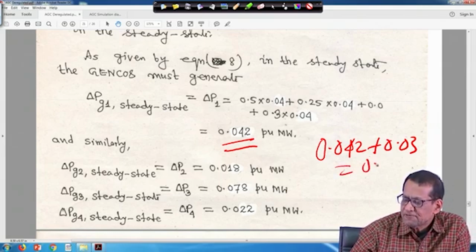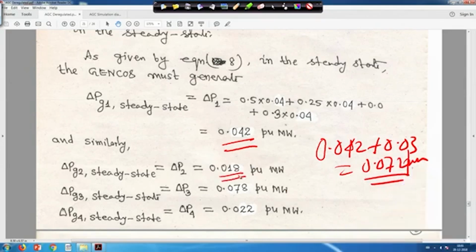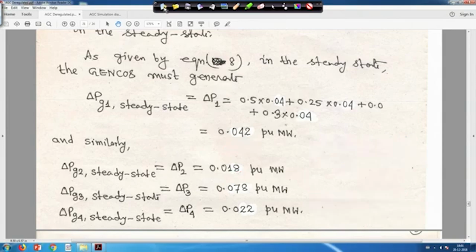So, basically it will become 0.072 per unit megawatt, that is supposed to generate at steady state. Similarly, delta PG2, it was 0.018, but in addition to that, its AC participation factor is 0.25. So, 0.25 into 0.04, so 0.01 that I showed you. So, that means this one will generate at steady state plus 0.01, so 0.028 per unit megawatt, but delta PG3 and PG4 will remain same, because there was no uncontracted power demand in area 2, right, sorry, by the discos in area 2.